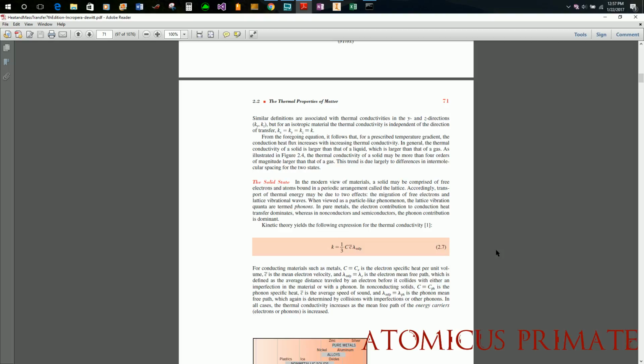From the foregoing equation, it follows that for a prescribed temperature gradient, the conduction heat flux increases with increasing thermal conductivity. In general, the thermal conductivity of a solid is larger than that of a liquid, which is larger than that of a gas. As illustrated in figure 2.4, the thermal conductivity of a solid may be more than 4 orders of magnitude larger than that of a gas. This trend is due largely to differences in intermolecular spacing for the two states.